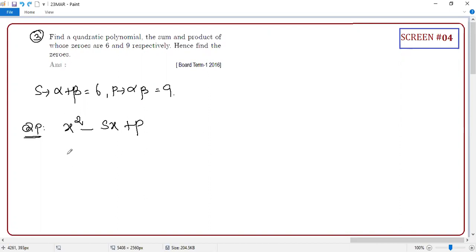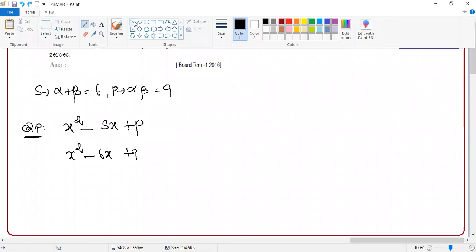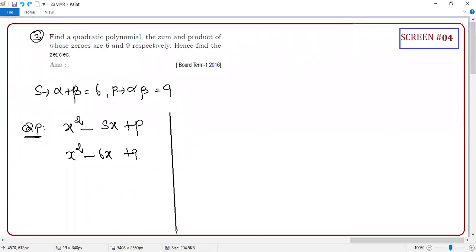Now coming to substitute the value. X square, what is sum of x? Minus 6x plus 9. That's all. Step number 1 over. Find the quadratic polynomial. What is the second question they are asking? Find zeros. You form the quadratic polynomial and then find zeros. Means you have to find alpha and beta.